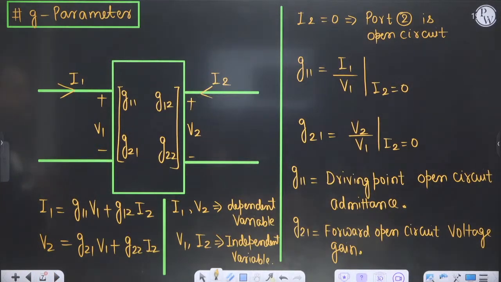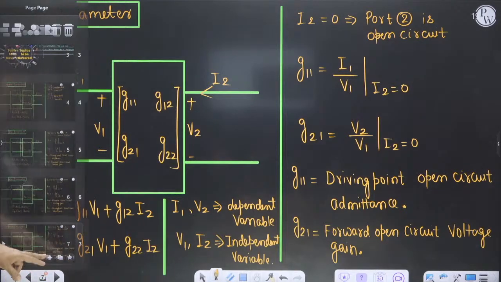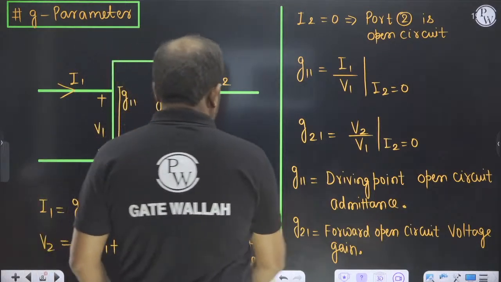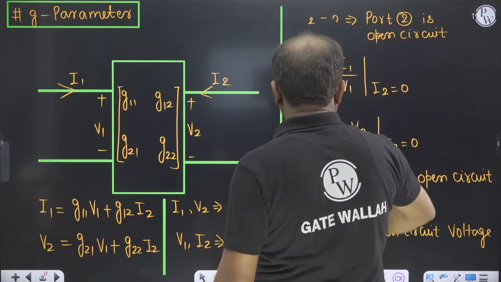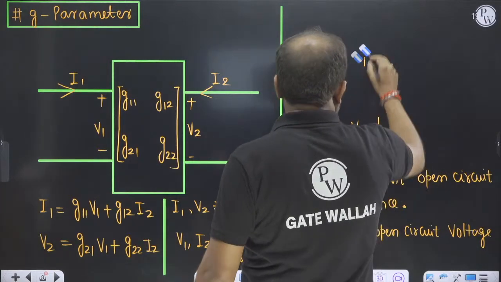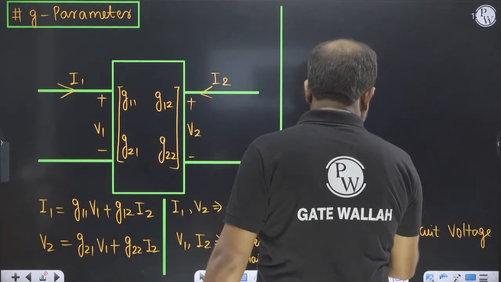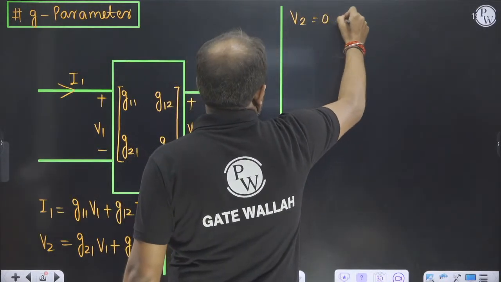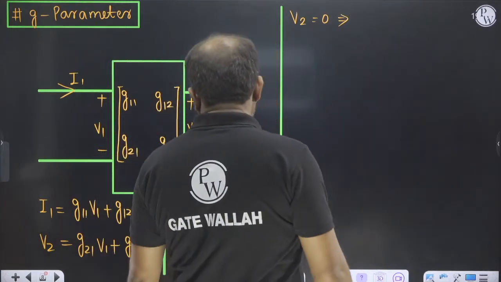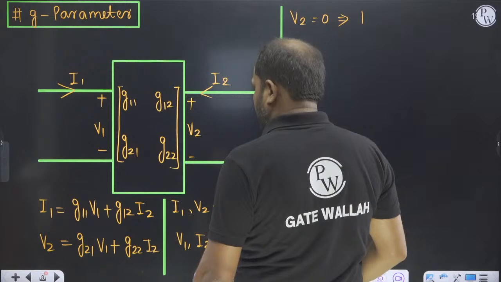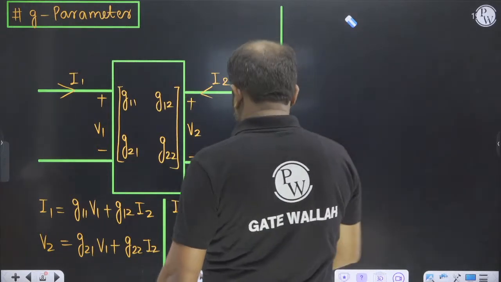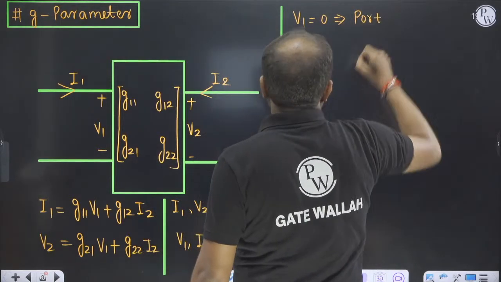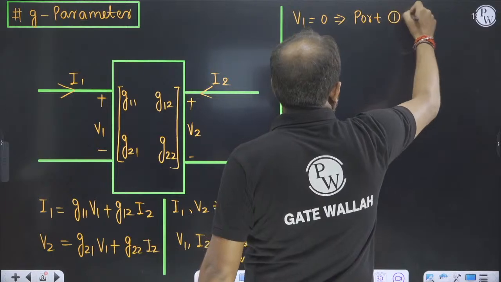Again I will make V2 equal to 0. V2 equal to 0 means the voltage V2 is 0, so V1 is 0, sorry, V1 is 0, so port 1 is short circuited.